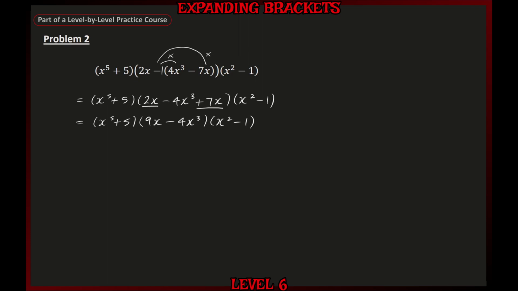And a nice way of doing this is to expand the first two brackets, simplify, and then multiply by the third. So expanding those first two brackets, we have x to the power of 5 multiplied by 9x, which is 9x to the power of 6.